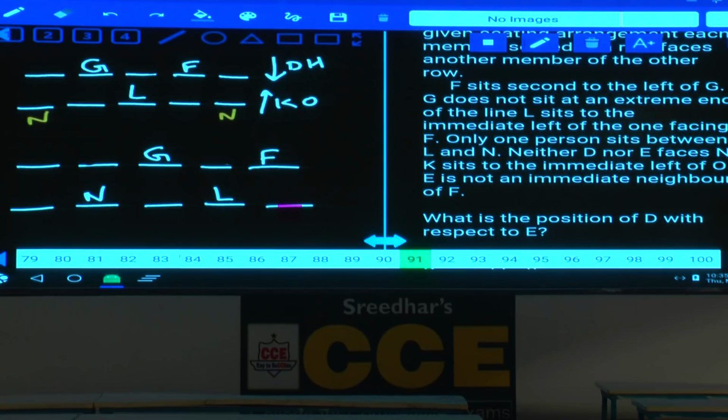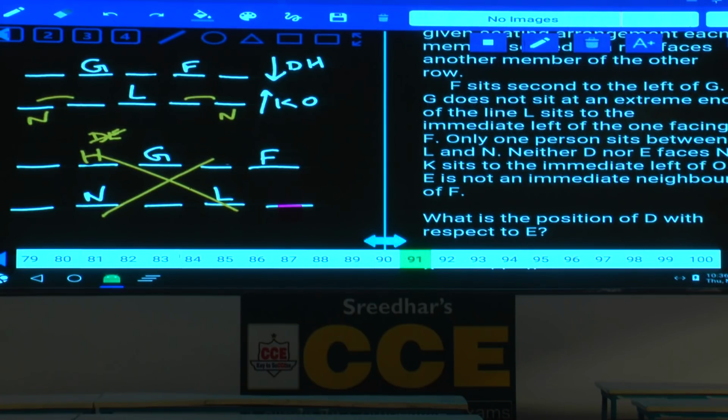Next one, D and E cannot be at this place. As D and E cannot be at this place, tell me who is the person left over here? D, E, F, G, H. H must be opposite to N, isn't it? Now here also, N and H are opposite to each other. And K sits to the immediate left of O. As K is to the immediate left of O, K and O can be in these 2 places or in these 2 places. But the second one is not at all possible, because there are no 2 vacant adjacent places.